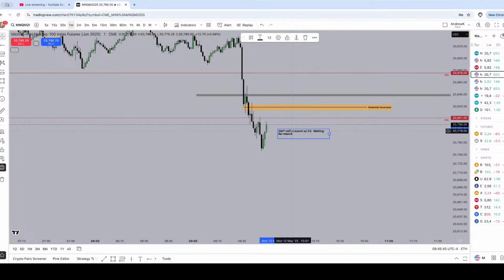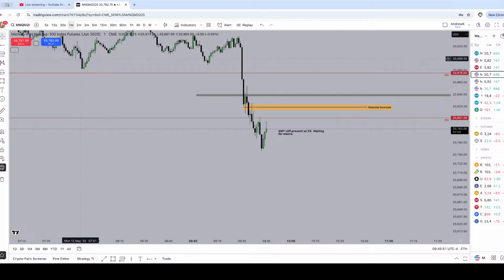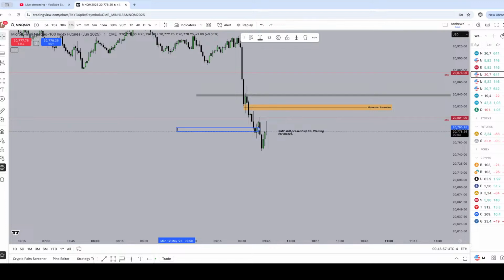Also, something you need to make note of is sometimes price needs to get somewhere to form specific PD arrays. Let me make note of that. Price doesn't form a PD array. I don't know how to word that.